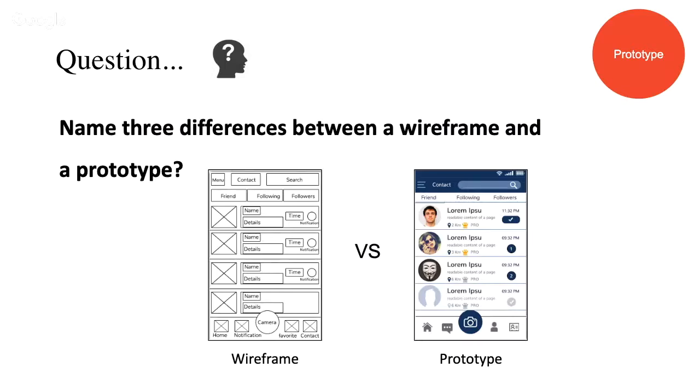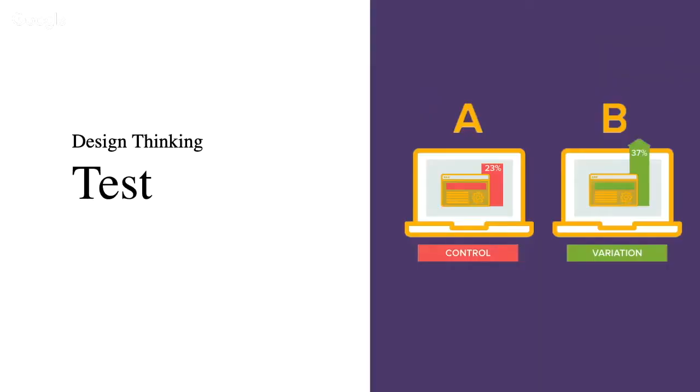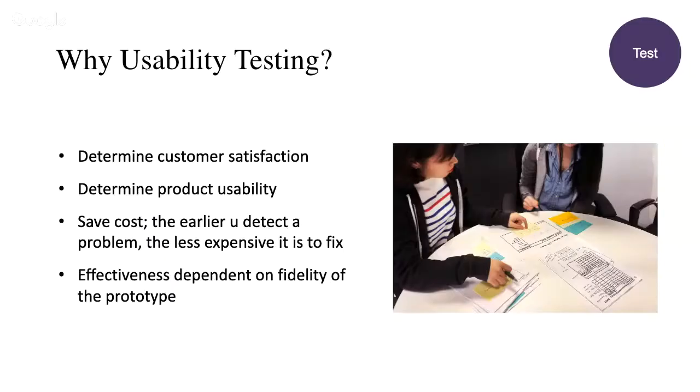Right, in summary. Okay, testing. Last stage already. Usability testing. Why do we do this? Because we want to know how satisfied our customers are with our prototype. It also helps you save costs before you actually start developing and coding it out, because the earlier you detect a problem, the less expensive it is to fix. Don't wait until the last minute to realize that there's no need for your product. It's too expensive already because developers are involved at that time.